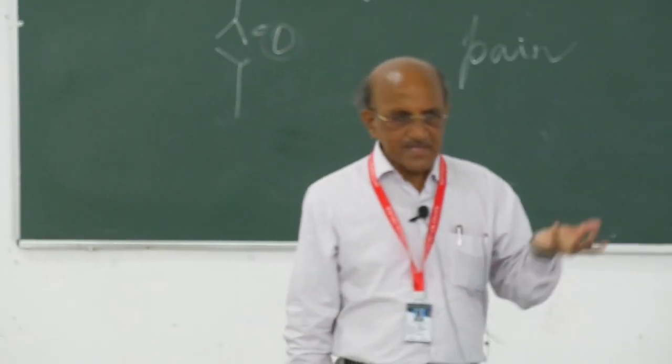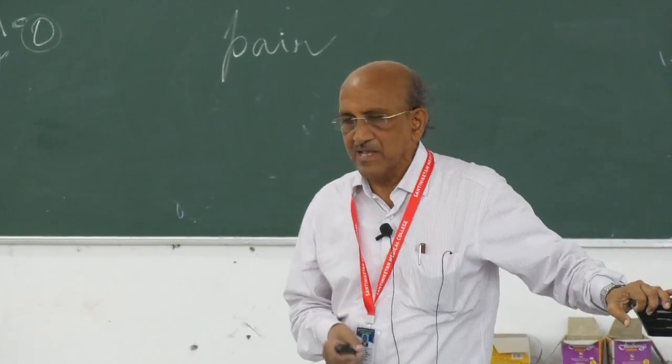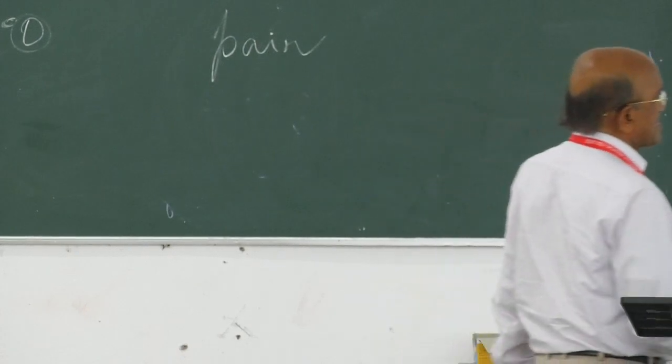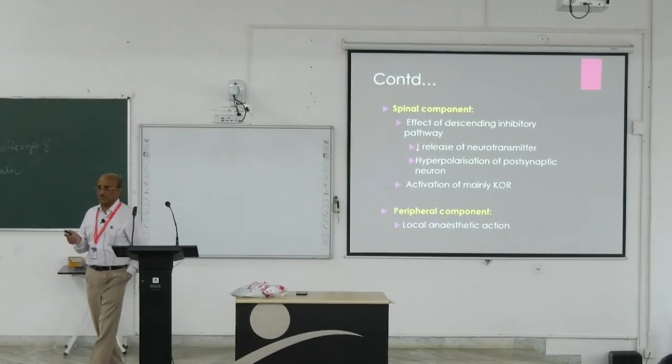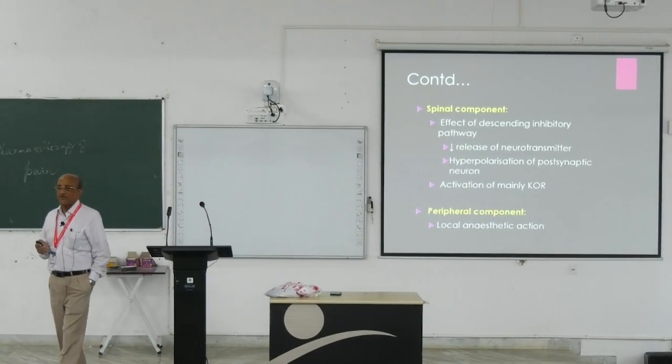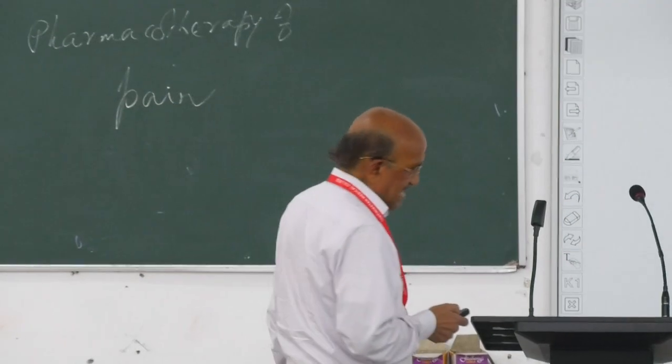Next is the spinal effect. It is the secondary effect of the activation of the descending inhibitory pathway. The second is the decreased release of the excitatory neurotransmitter, and all these are mainly done by kappa receptor. And the third is the peripheral component. There is some sort of local anesthetic effect. So this is how morphine will relieve pain.